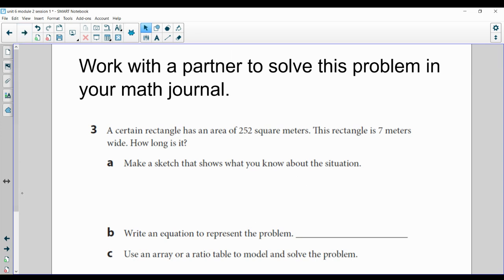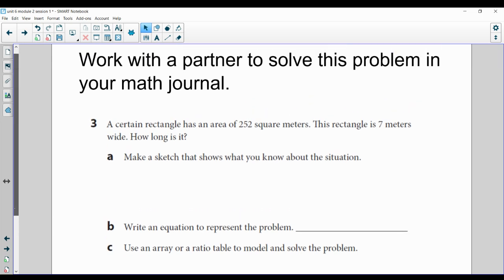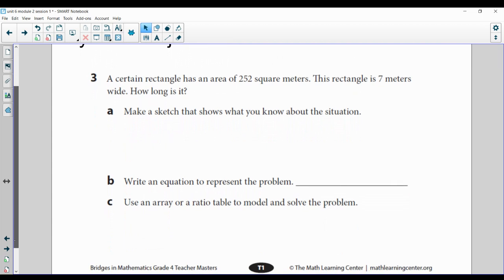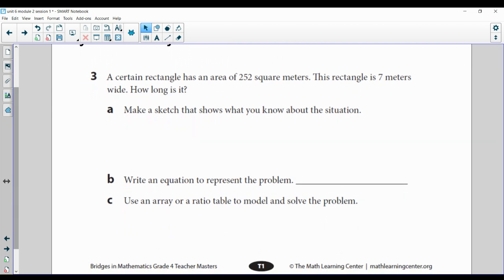All right, so this one we're going to do together, but I want you to be solving it in a math notebook if you have yours. Otherwise, find a piece of paper just to do your work on will be okay as well. So a certain rectangle has an area of 252 square meters. This rectangle is 7 meters wide. How long is it? And we're supposed to make a sketch that shows what you know about this situation. So take a second to make your sketch. Please pause the video.